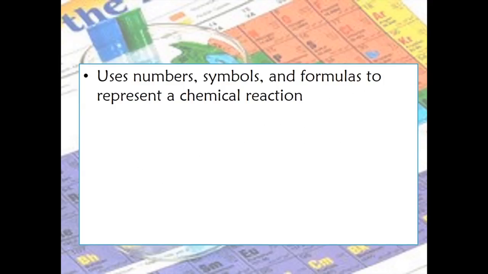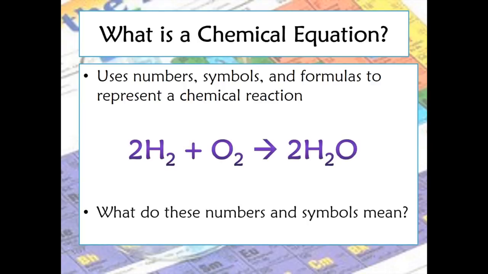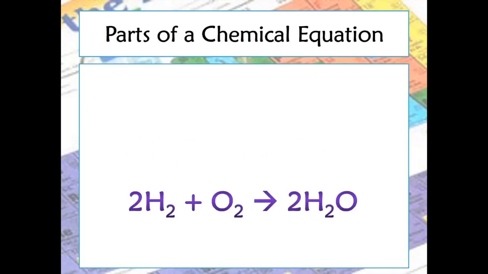Chemical reactions are expressed using numbers, symbols, and formulas. These expressions are called chemical equations. What do these numbers and symbols mean? The symbols identify the substances that are undergoing the chemical reaction, and the numbers tell us how many atoms or molecules of each substance are involved in the reaction.